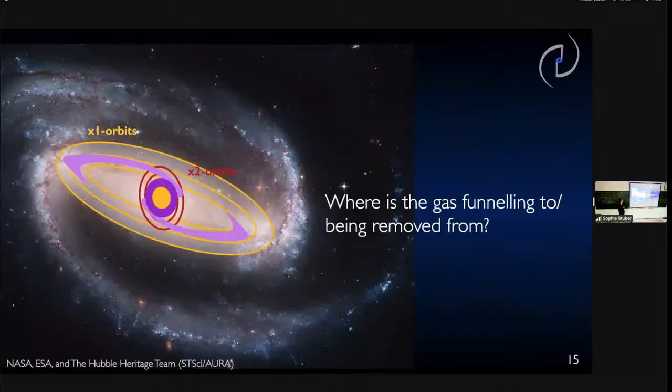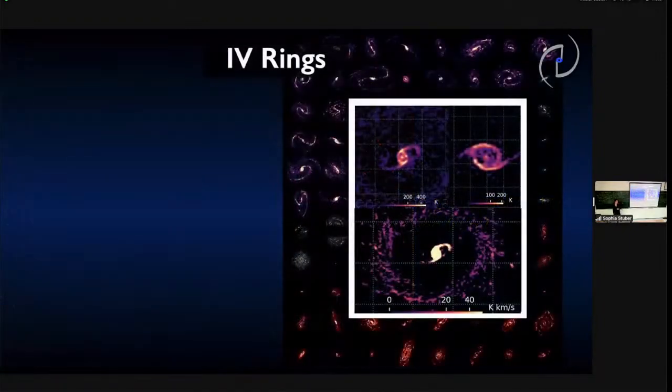Okay, talking about the gas reservoir in the center, this is the last point that I want to talk about. Asking the question, okay, you have this gas being funneled to the center. What has happened in the center? Well, in some cases, the gas can accumulate on these x2 orbits, and we can have rings form.